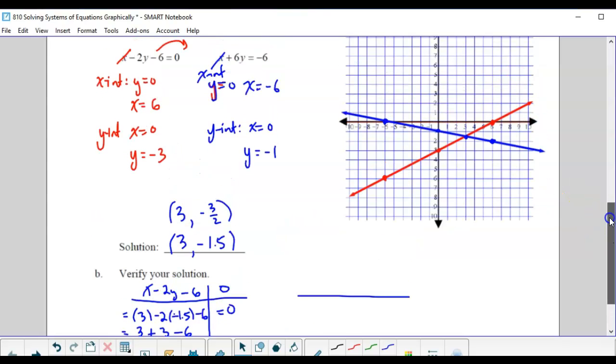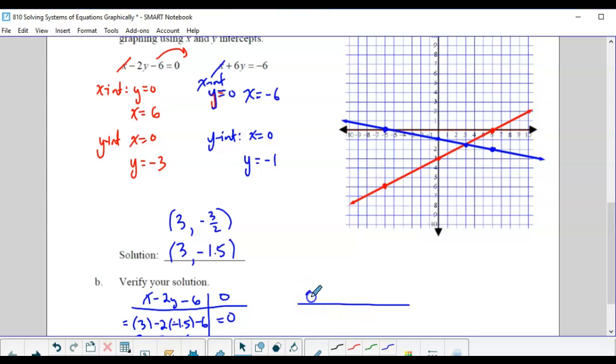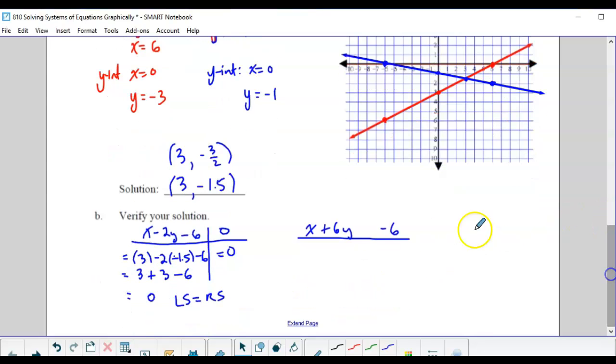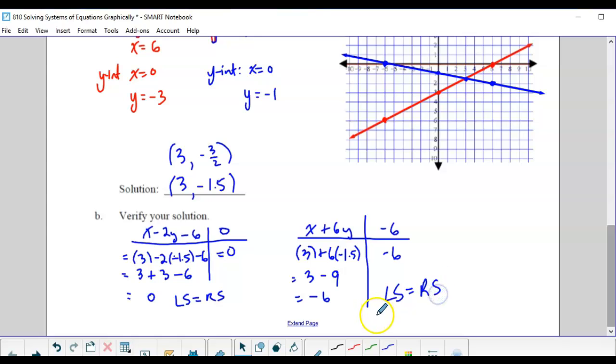Then this one was what? X plus 6y equals -6. So x is 3 plus 6 times -1.5. So that's 3 minus 9, which is -6. The right side's -6, so we did a good estimate. It was exactly correct.